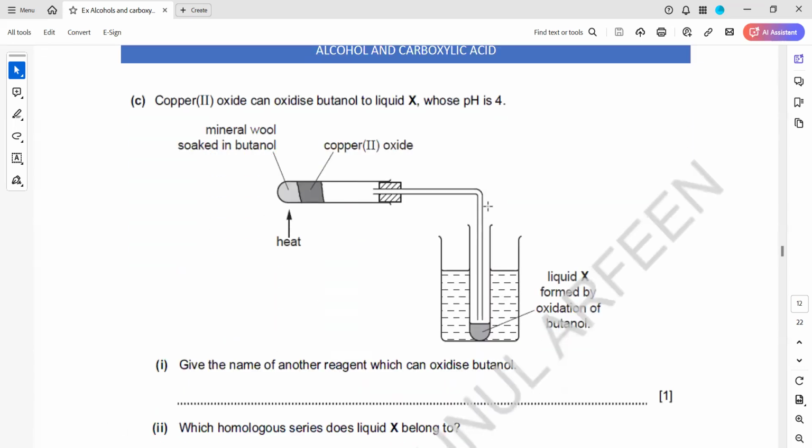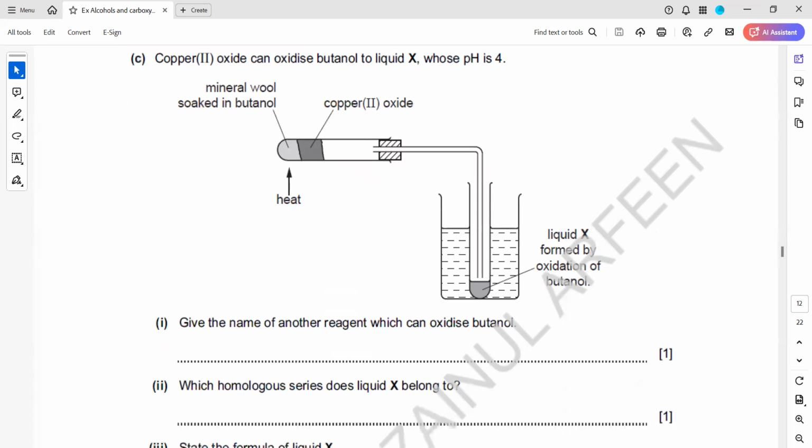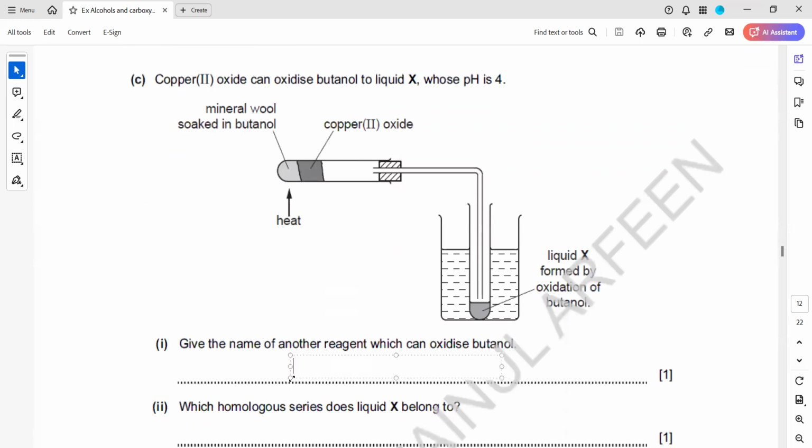In part C, copper(II) oxide can oxidize butanol to what? Oxidation of alcohol gives carboxylic acid. Whenever alcohols are oxidized, they will always turn into a carboxylic acid. And what is the oxidizing agent used? You have to learn this name and the color change for it. This will be potassium manganate(VII). You have to learn this, and when it is used as an oxidizing agent, it will turn from purple to colorless.